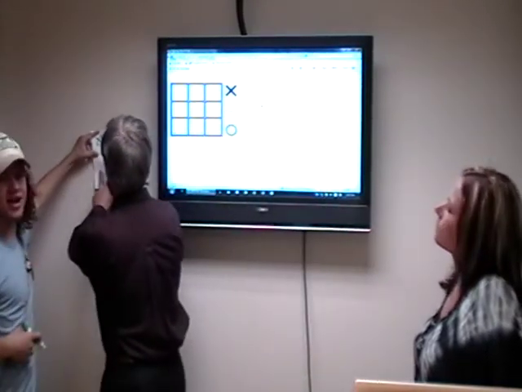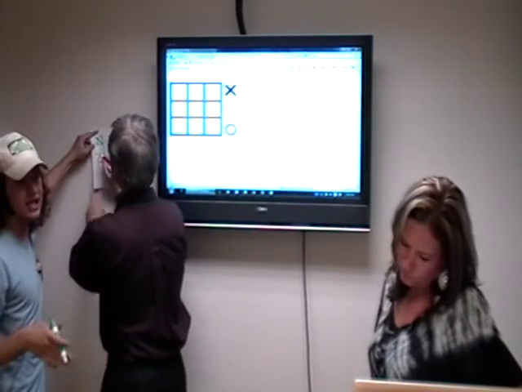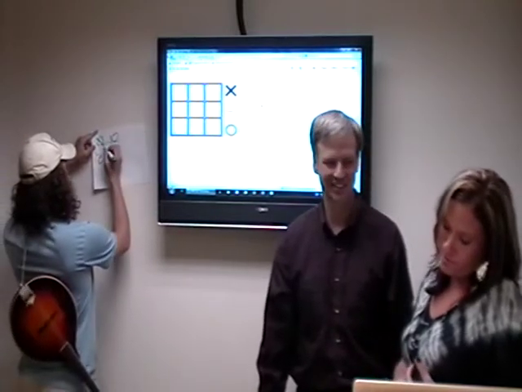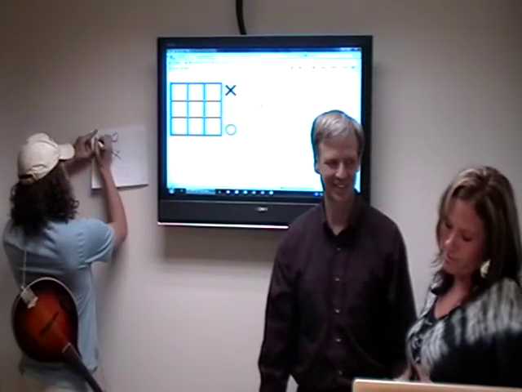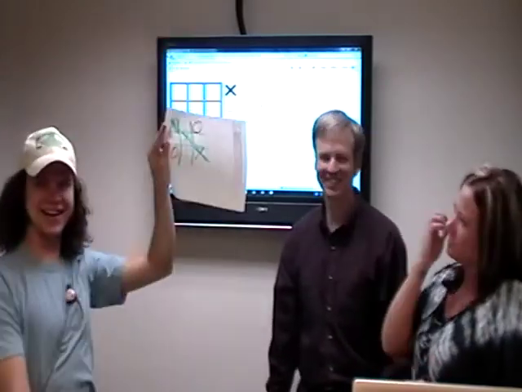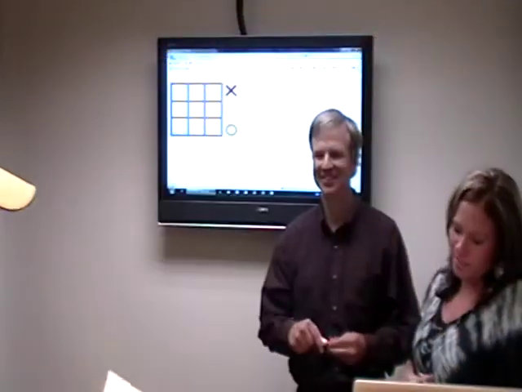And there is some strategy to this game. Don't think it's easy. There's a lot of strategy. There's a lot of math involved, actually. It comes down to math. The 3 X's and 3 O's in a row can either go diagonally, vertically, horizontally. I've already lost. So we have a win on this one. Roos won.